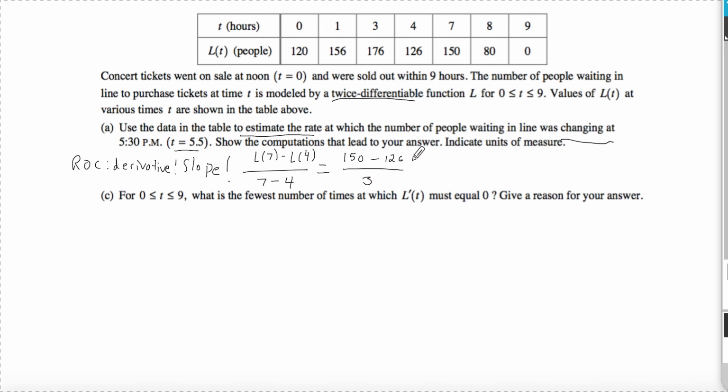What are my units for 150 and 126? It's people. What are my units for this down here? 7 minus 4, that's hours. So I can actually leave it like this. That would be a fine way to leave your answer. If you do want to simplify and reduce this down, then our value comes down to be 8 people per hour.